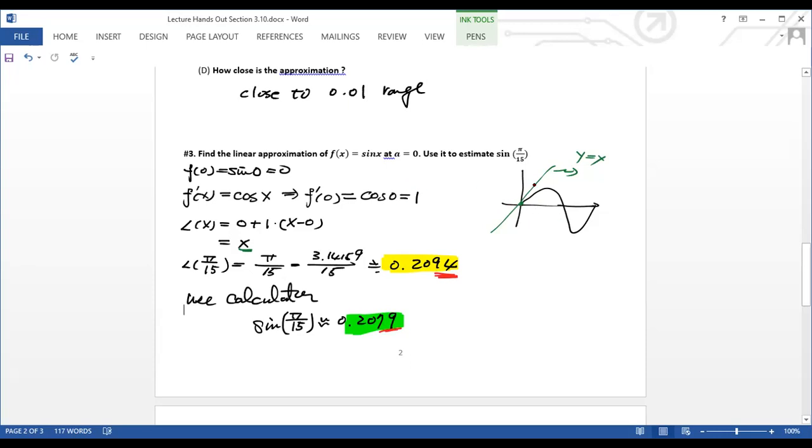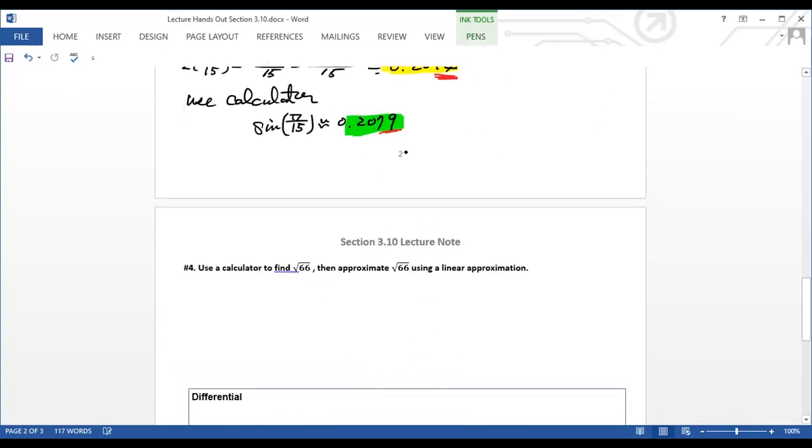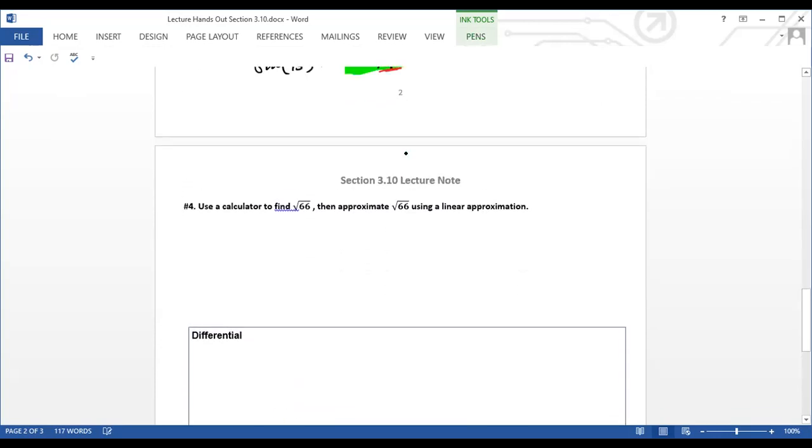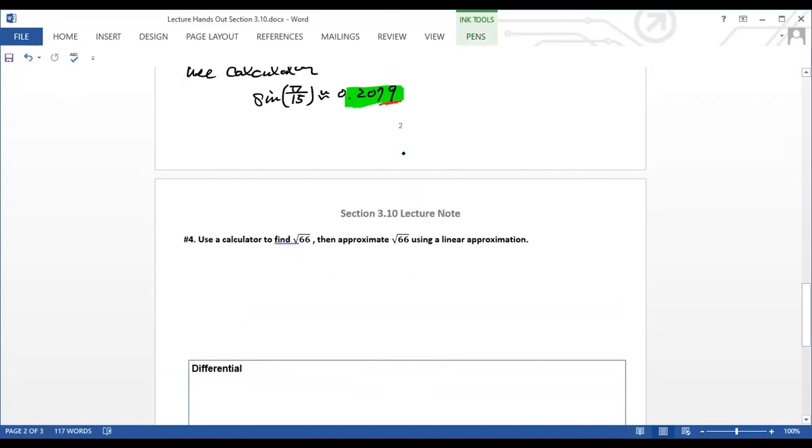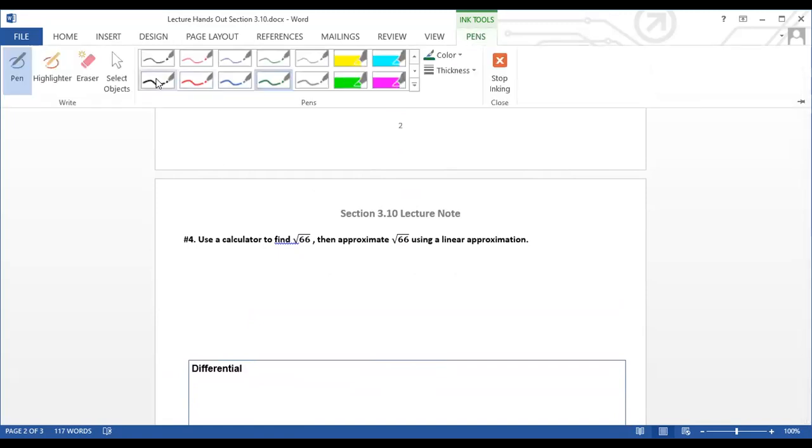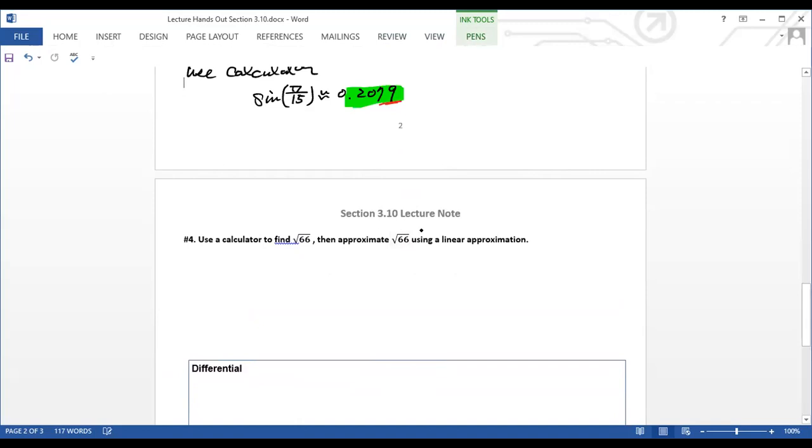For the sine function, you can use just y equal to x, this straight line, to estimate values close to zero, and you find the approximation is pretty close. That's very cool. Okay, so now the next thing: without using a calculator, how do I find the square root of 66?